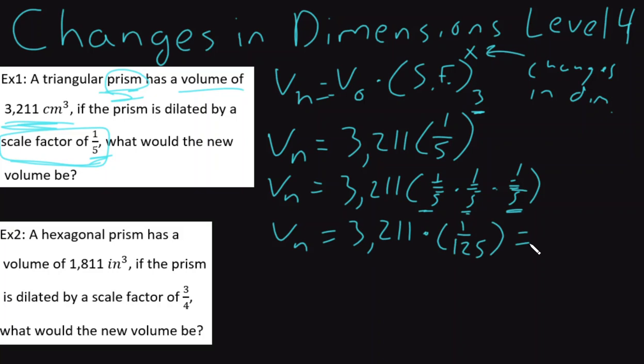So what's this going to be? Well, I'll pull up my calculator right now. And remember, if you're using a cell phone calculator, when you're multiplying by a fraction, you can break it up into parts. We can say, okay, 3,211 times 1 on the top is still going to be 3,211. And then you divide by that number on the bottom, 125. Turns out we get 25.69. And of course, because this was in centimeters, we'd still write centimeters cubed.